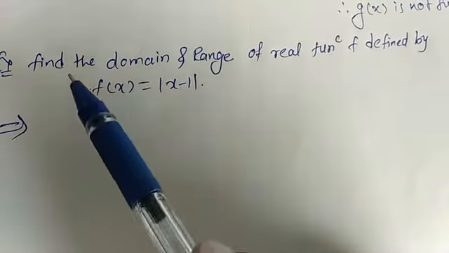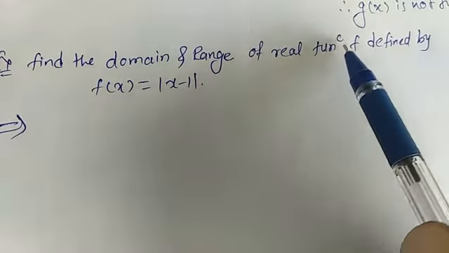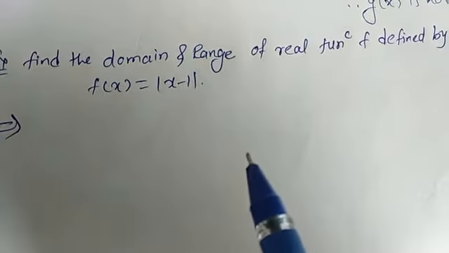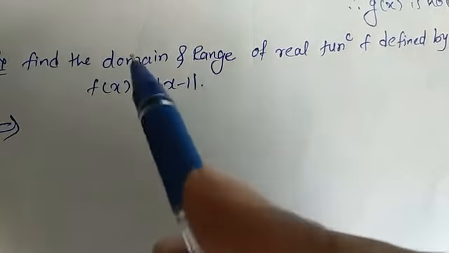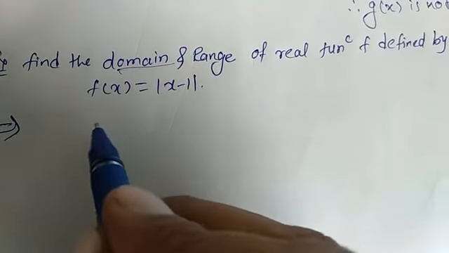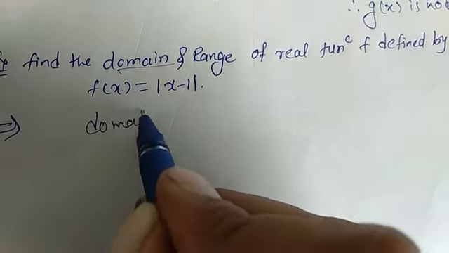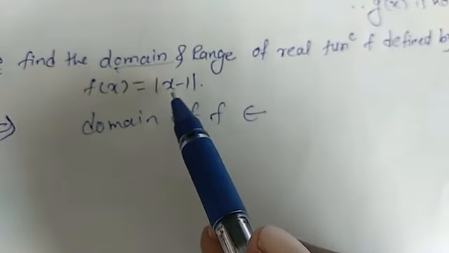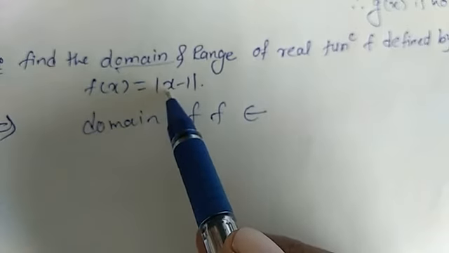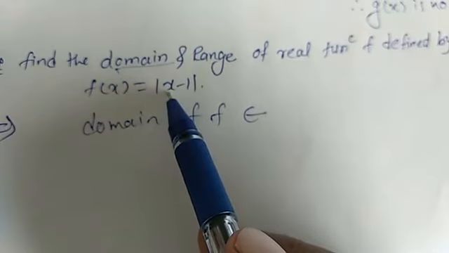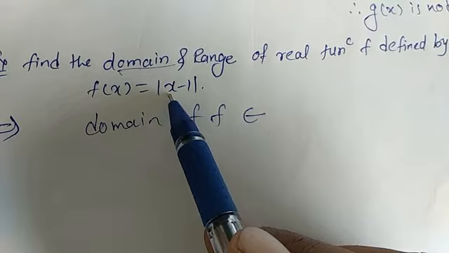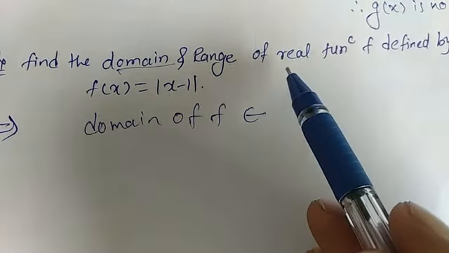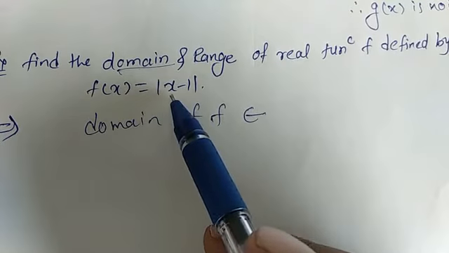Now we have to find the domain and range of the real function f defined by f of x is equal to mod of x minus 1. Okay, now we first find the domain. Domain of f will be, now if we take any real number x, it will be a real number only. Okay, you can check it.